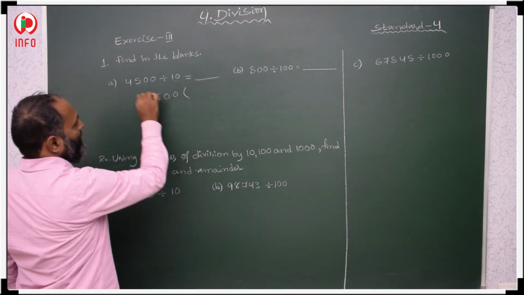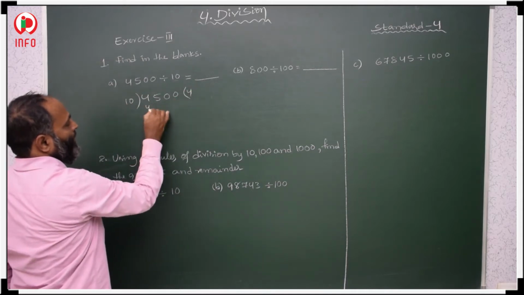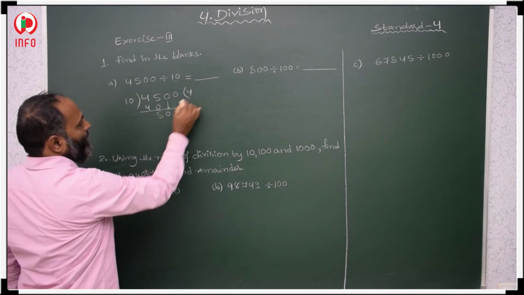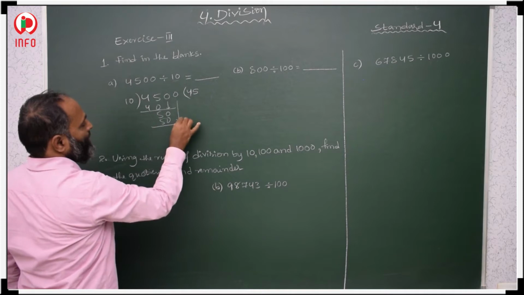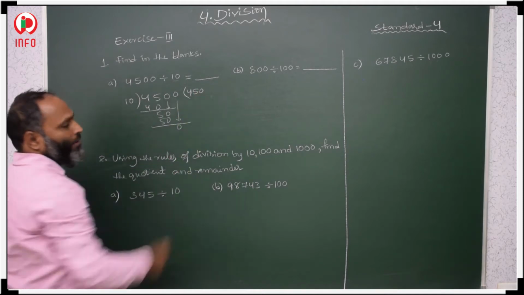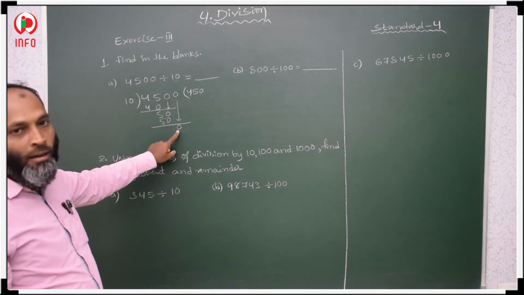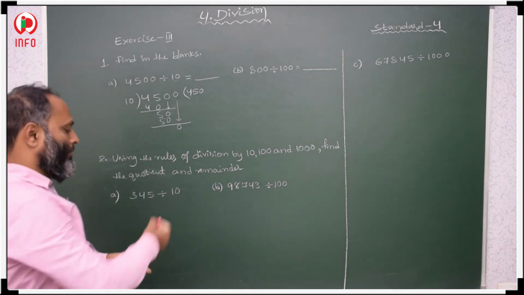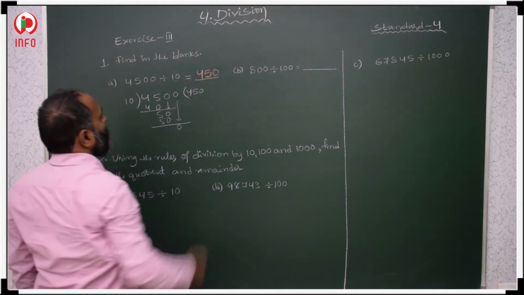4500 divided by 10. 10 fours are 40. Then after that 5, and we have to take the 0. 10 fives are 50, and this 0 is left now. So we have to take the 0 here. It is not a remainder, so this is the number we are keeping here. So that is why that 0 we have to keep here. Then it is 450.